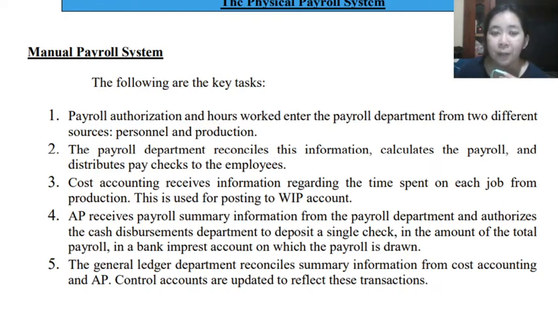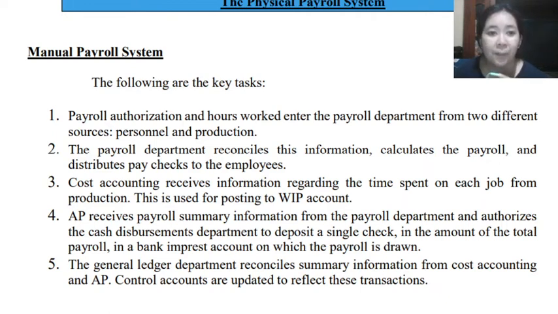Fourth, the accounts payable department will receive the payroll summary information from the payroll department, and after which they will verify it, and if they find out that it's correct or inaccurate, they will authorize the cash disbursement department to deposit the single check for the imprest fund. This is solely for our payroll in the bank.